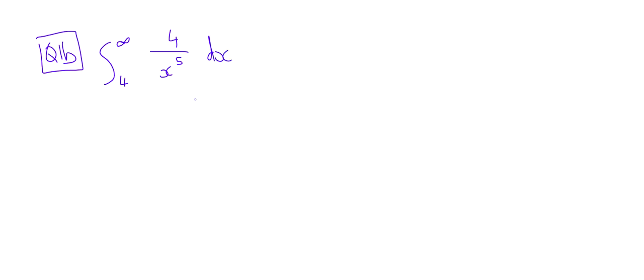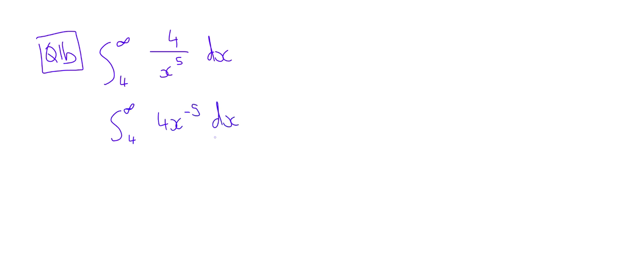This is question 1B. I have not assigned these questions to you, so I'm just going to do two of the questions. So we're being asked to integrate between infinity and 4 of 4 over x to the power of 5 with respect to x. All right, so let's do this. So again, I'm just going to rewrite this, of course. So infinity to 4 times x to the power of -5 with respect to x.